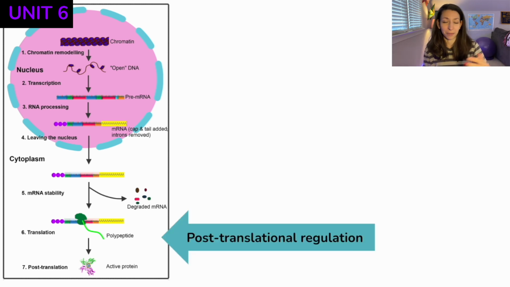After translation happens, so the mRNA has arrived at the ribosomes, we have our amino acids joined together through peptide bonds. There can be modifications of those proteins like phosphorylation or even degradation too. Those proteins can be broken down by proteasomes. And so all of these factors together can contribute to the regulation of gene expression in eukaryotic cells.